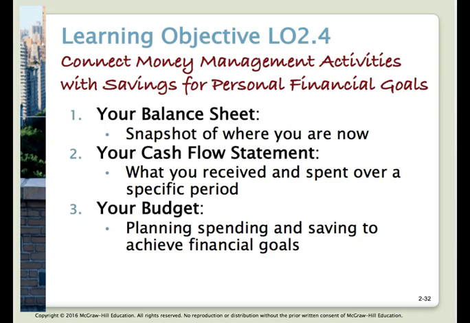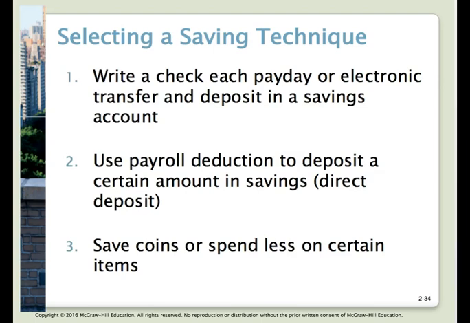On to our learning objective number 4. We're going to connect our money management activities with savings for personal financial goals. Your personal financial statements and your budget will help to achieve financial goals, with the balance sheet reporting your current financial position, or where you are now. The cash flow statement is going to tell you what was received and what was spent over the past month. And then your budget is your planning for your spending and your savings in order to be able to achieve your own financial goals. Having a plan for savings is critical to your financial plan.